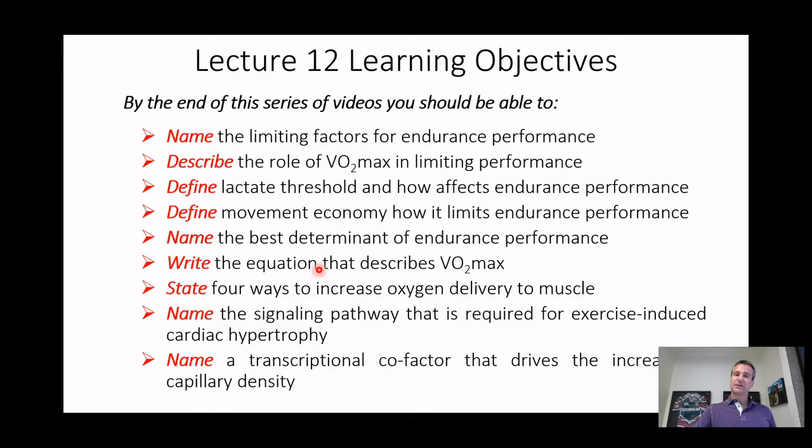You should be able to write the equation that describes VO2 max. You should be able to state 4 ways to increase oxygen delivery to muscle. So what are the adaptations that our body does to increase oxygen delivery to muscle? You should be able to name the signaling pathway that's required for exercise-induced cardiac hypertrophy.